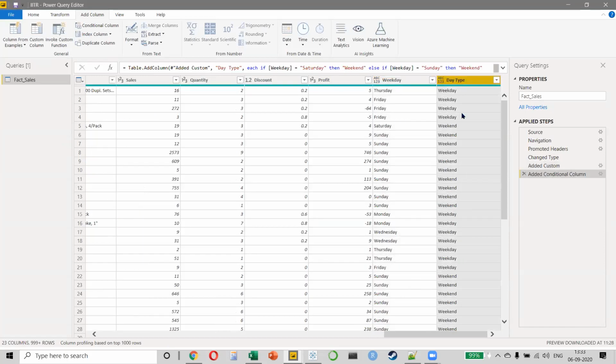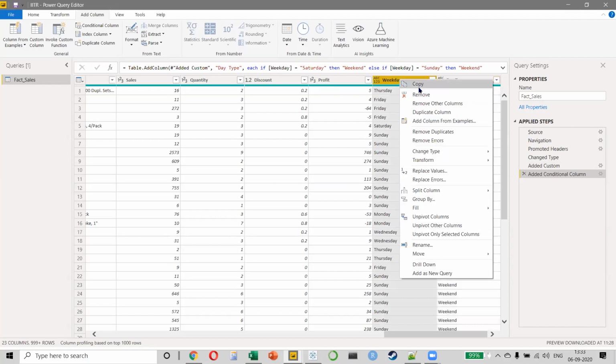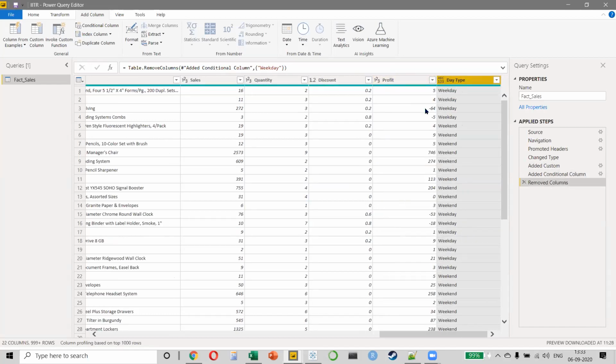I press OK and you notice it creates another column where Monday to Friday has been converted to a weekday and Saturday and Sunday has become a weekend. So basically, this is not something I require. If I want to, I can right click and remove this column. It doesn't matter because why should I unnecessarily keep an extra column?